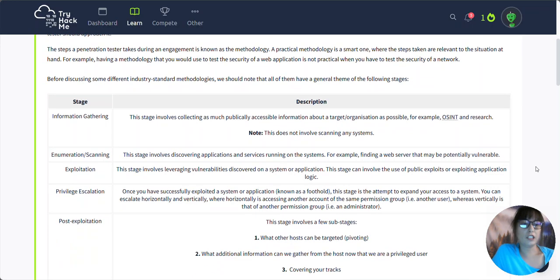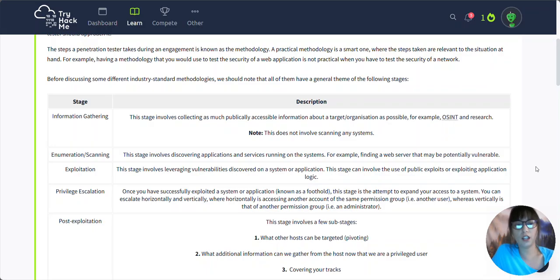The exploitation stage is a stage that involves leveraging vulnerabilities discovered on a system or application. This stage can involve the use of public exploits or exploiting application logic. In the stage of privilege escalation, once you have successfully exploited a system or application, known as a foothold, this stage is the attempt to expand your access to a system.